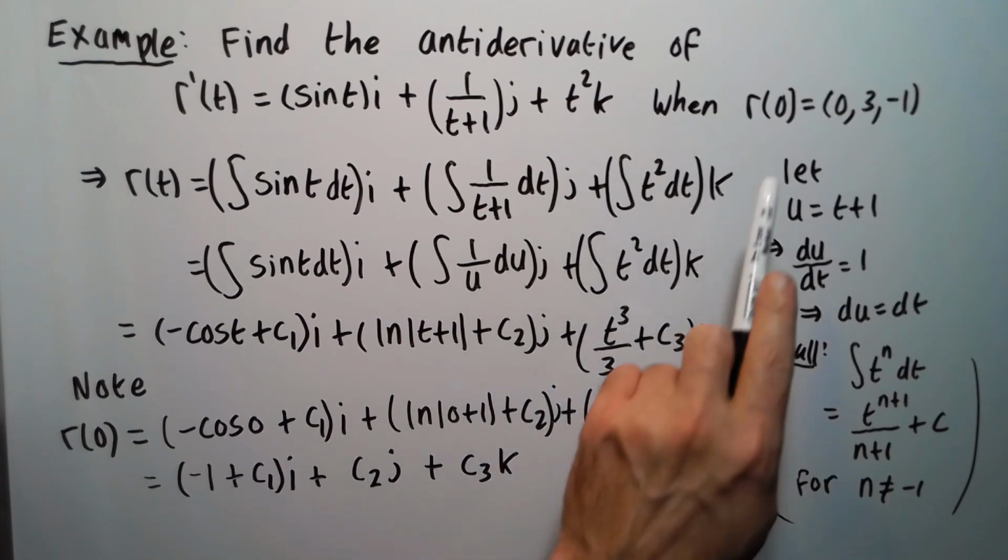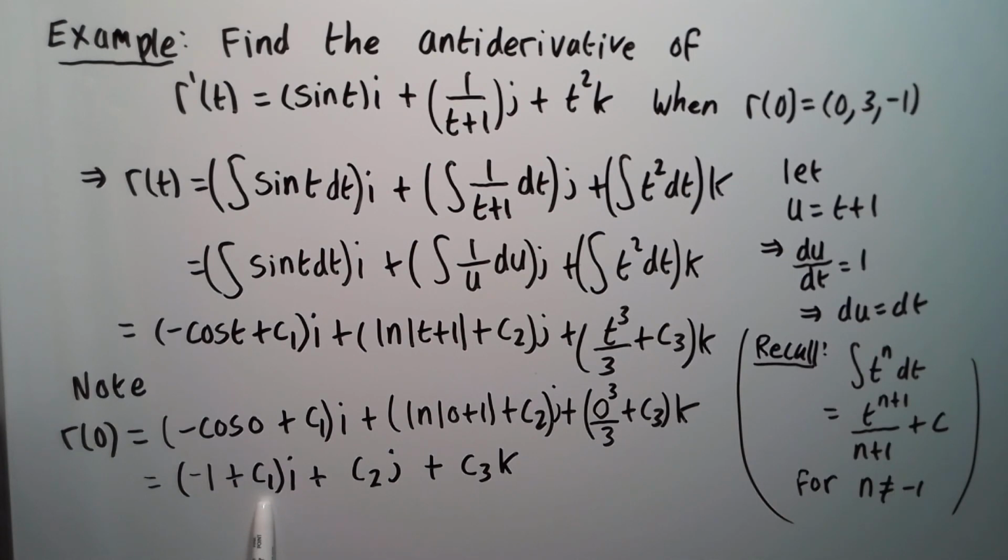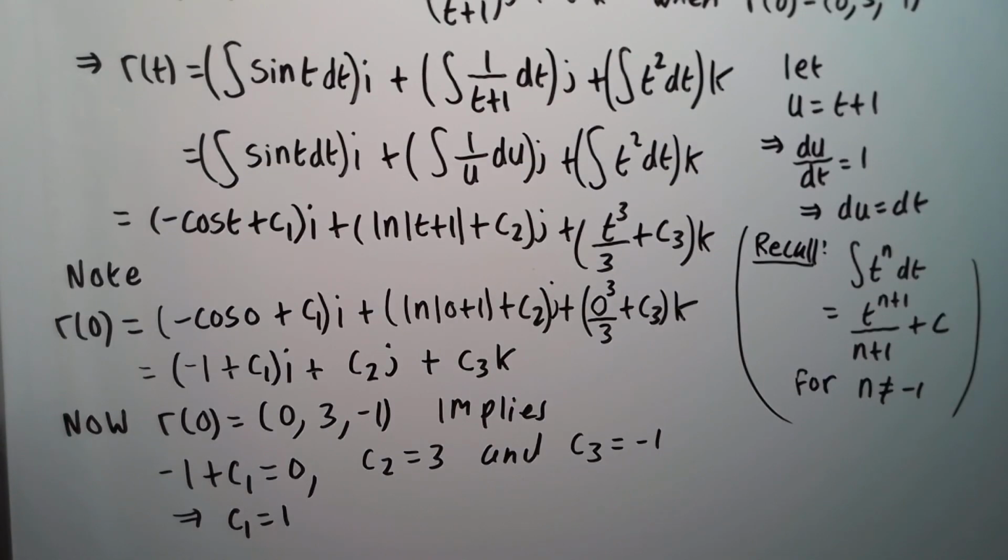Now our r of 0 we want to be 0, 3, minus 1, so we should be able to find conditions on the c1, c2, and c3 that make that true now. So let's make an observation. Okay, so now r of 0 from up here is 0, 3, minus 1. That implies that 0 must equal negative 1 plus c1, which I have here. That means that c1 needs to be 1. The c2 is 3, and the c3 would have to be minus 1.